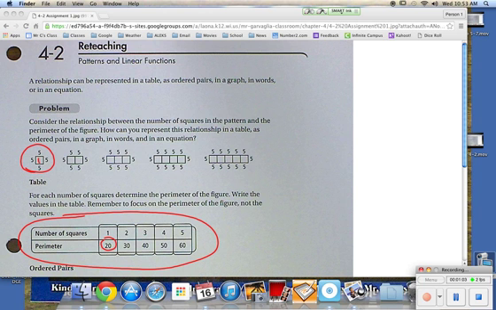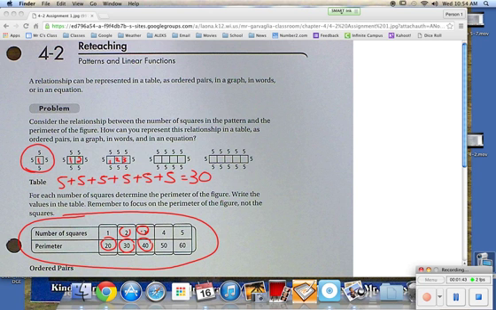Shape 2 means we have 2 boxes, and we have a perimeter of 5 plus 5 plus 5 plus 5 plus 5 plus 5, which equals 30. Look at 2 boxes, we have a perimeter of 30. We can go on and look at 3 boxes with a perimeter of 40, 4 boxes with a perimeter of 50, and 5 boxes with a perimeter of 60.